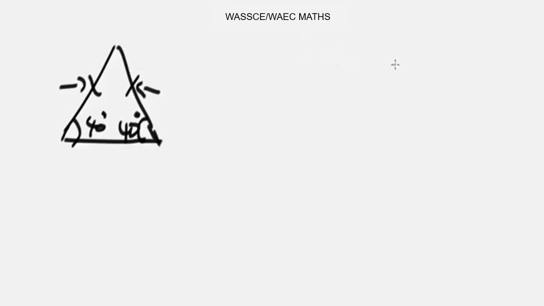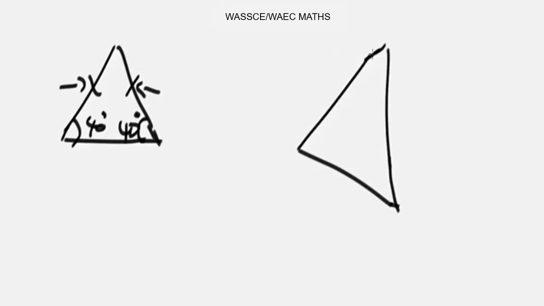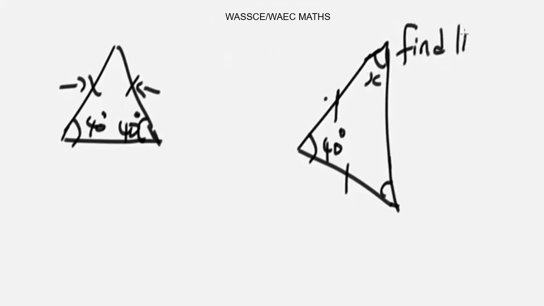All right, let's say we are given this isosceles triangle, and we have this side, and we have this dash to recognize that it is what? An isosceles triangle. Okay, and here we have 40 degrees. We are asked to find, and here we have x, the size of angle x.